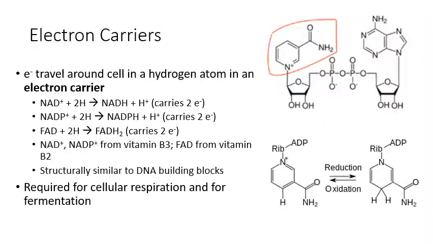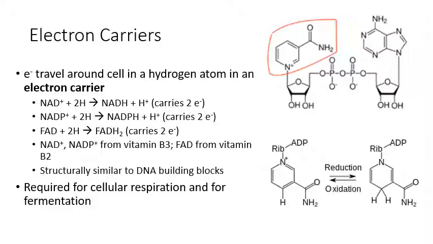Before we get into the details of these processes though, I just wanted to refresh your memory on electron carriers. Electron carriers are molecules that carry electrons around in the cell from one point to another, and they play a major role in both cellular respiration and in fermentation. There are 3 major electron carriers that are found in cells. You have NAD+, NADP+, and FAD.